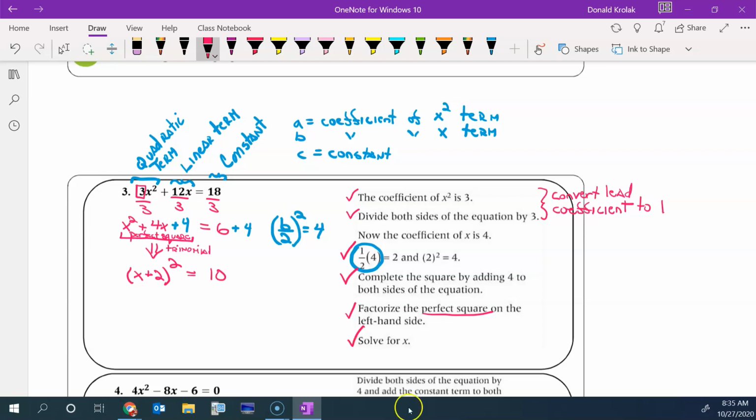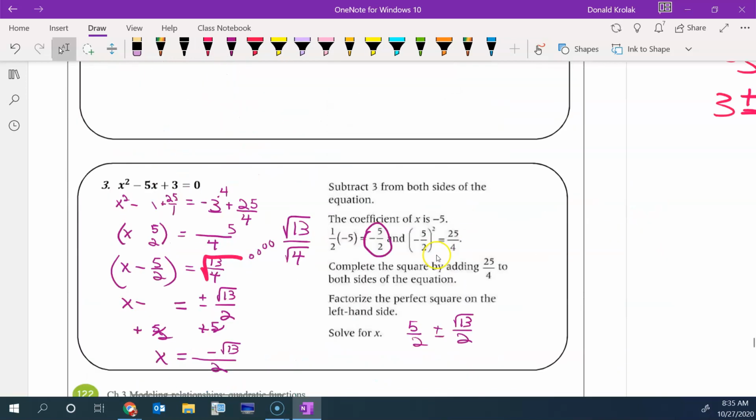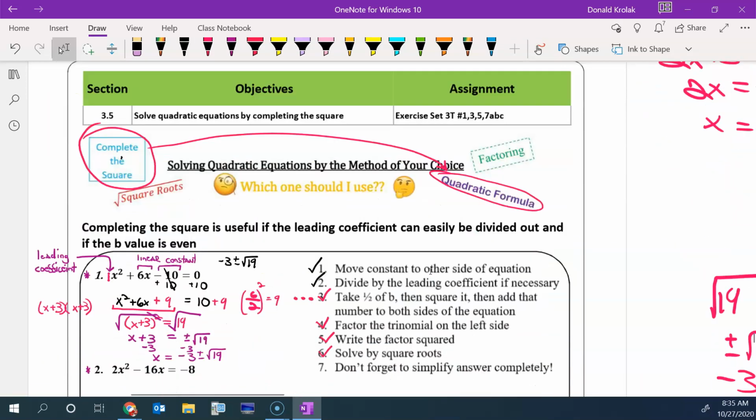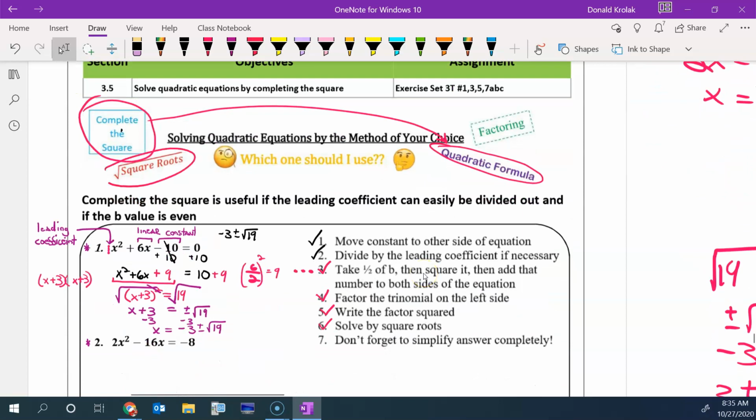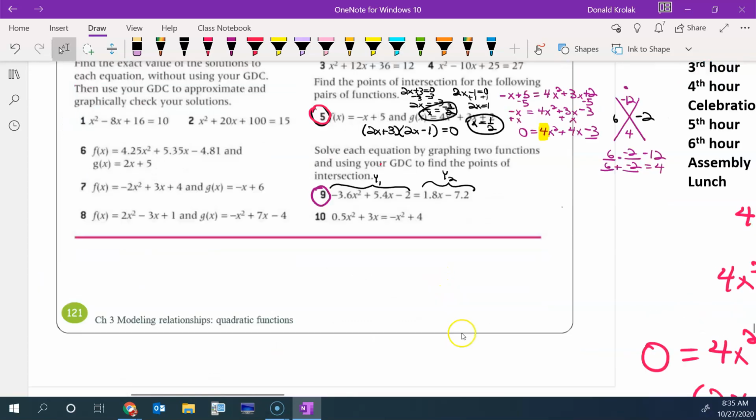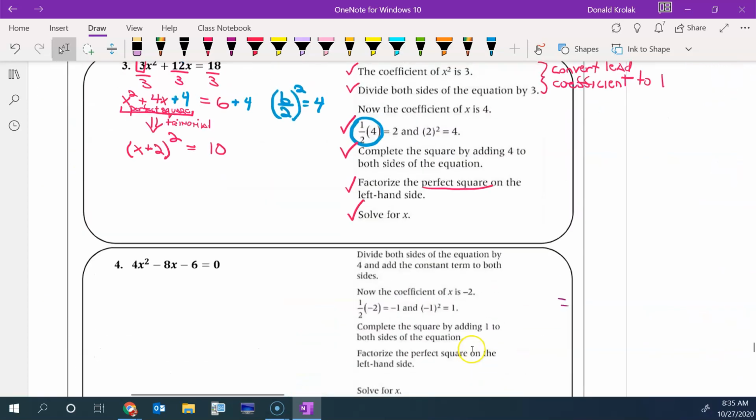Okay, and now solve it. So to solve this, remember when there was one term, we could use the square root method. That's this one right here that we did earlier. So we're just going to take the square root of both sides. Squaring and square rooting undo each other, so we're just left with x plus 2. And the square root of 10, you can't simplify it, so it's the positive root 10 and negative root 10.